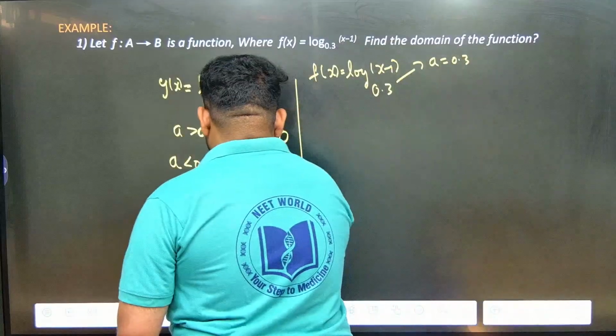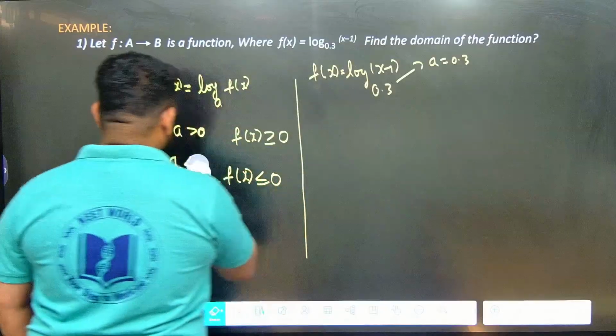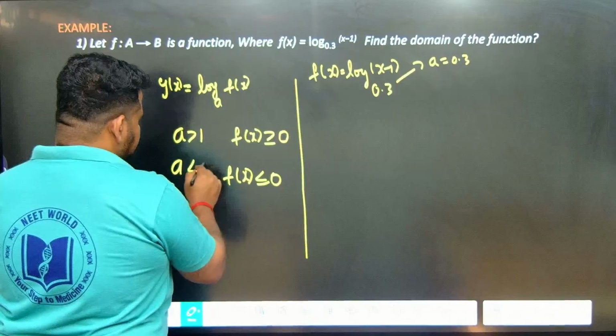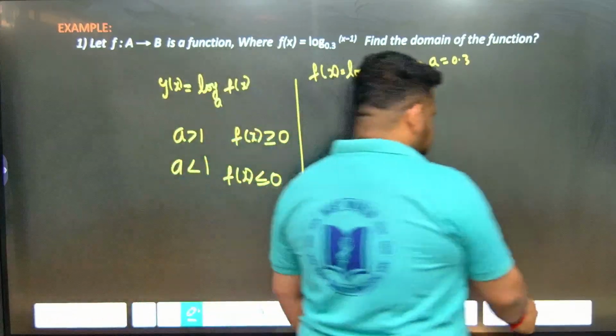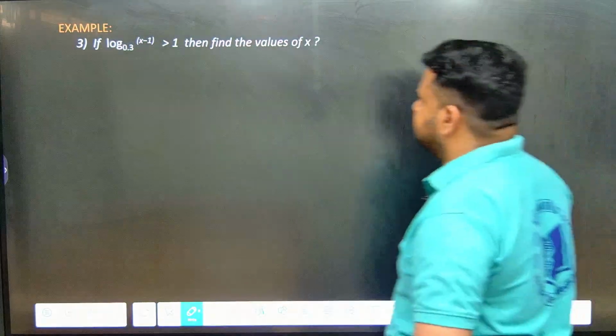Here it should be clearly greater than 1. A should be greater than 1, I told you. And here A is less than 1. Now, based on this, let us take up this question, same example.